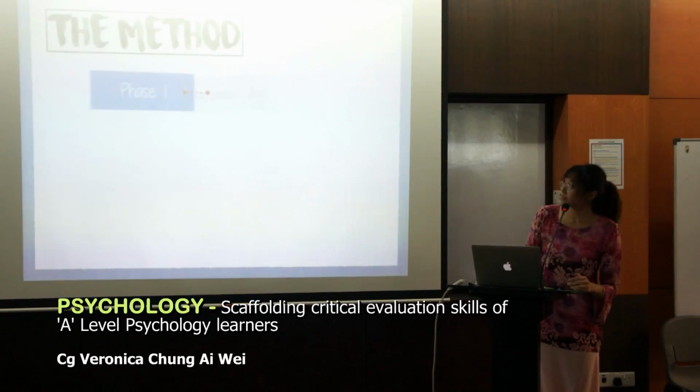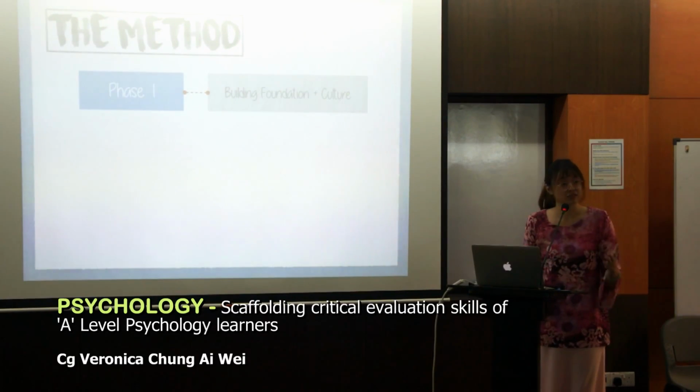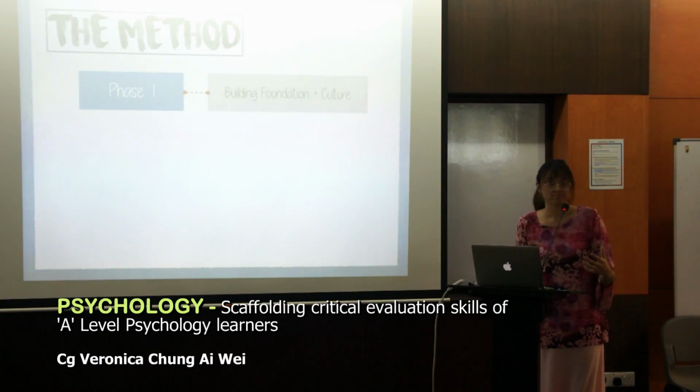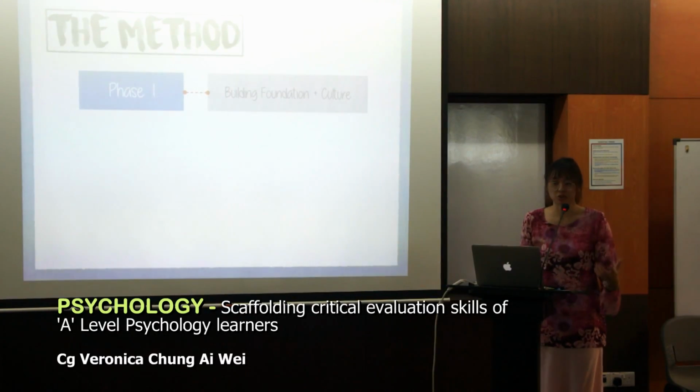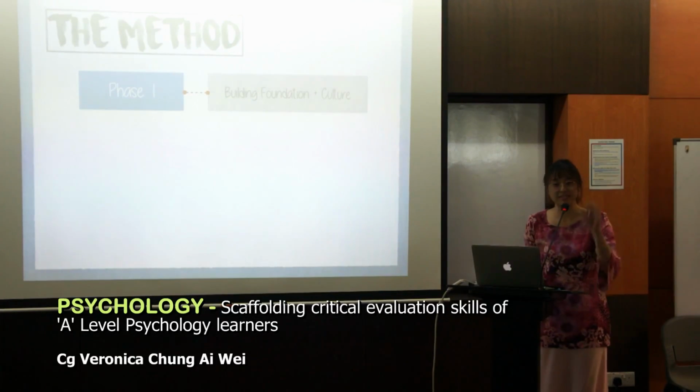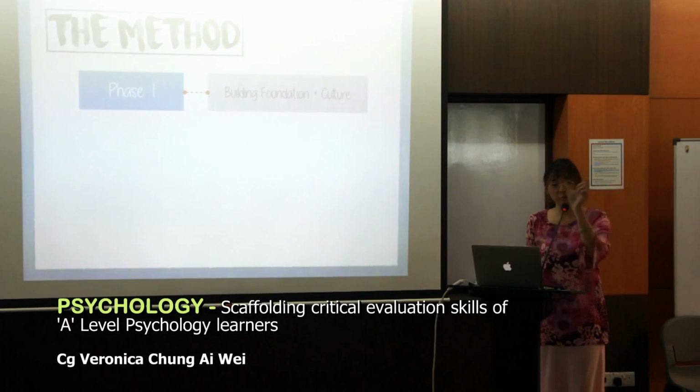I broke the method down into 3 phases. Phase 1 is when you first implement it, so you have to build a foundation, a culture. So I guided them more at that time. What I did was I told them to give me the points. Okay, so give me a strength of so-and-so. And they would give me the points in the form of very short PEEL structures.